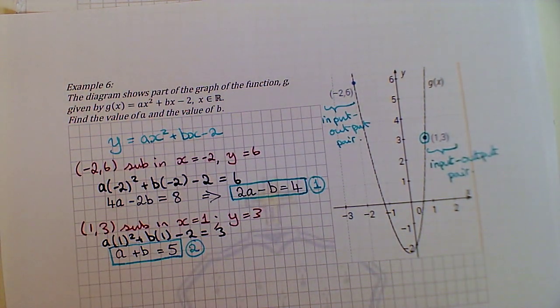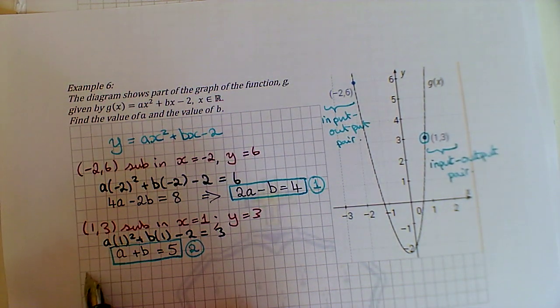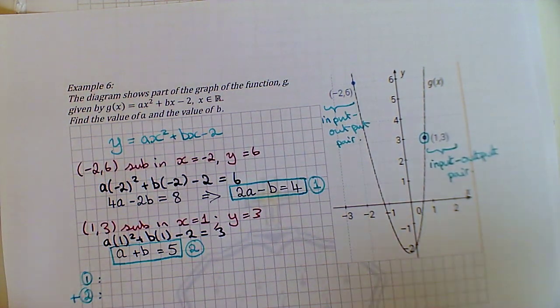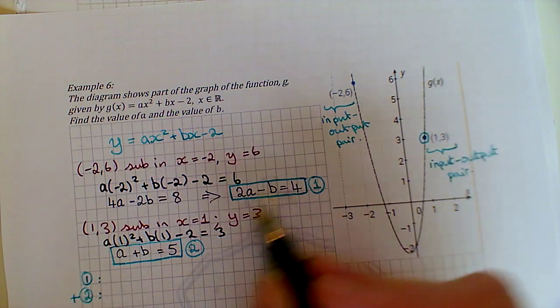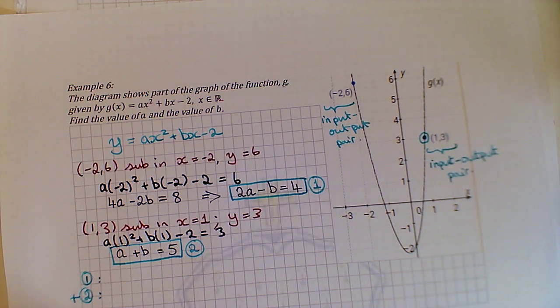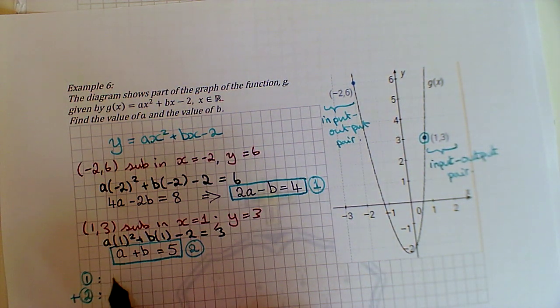And it looks like they will solve nicely straight away. We don't even have to change signs because the b terms are already set up for cancelling. So equation 1, let's write them one above the other. 2a minus b equals 4. a plus b equals 5. b cancels. 3a is equal to 9. And a is equal to 3.